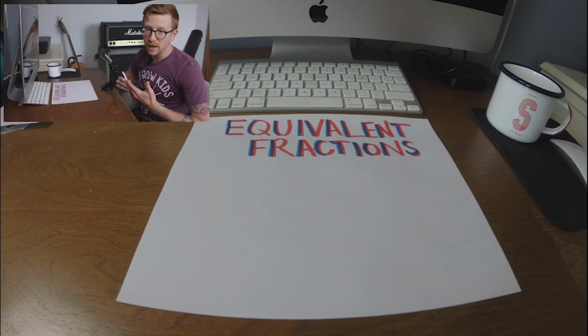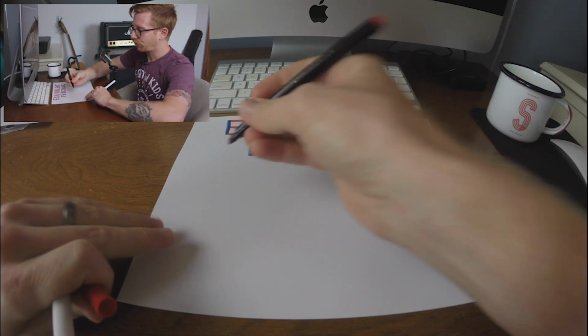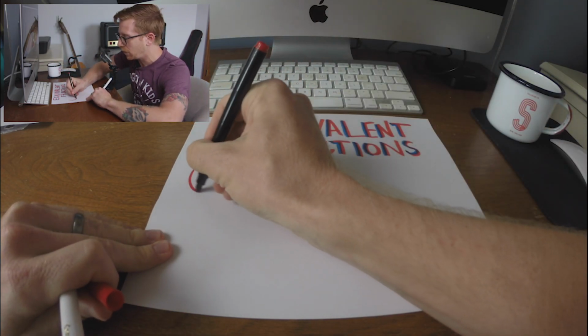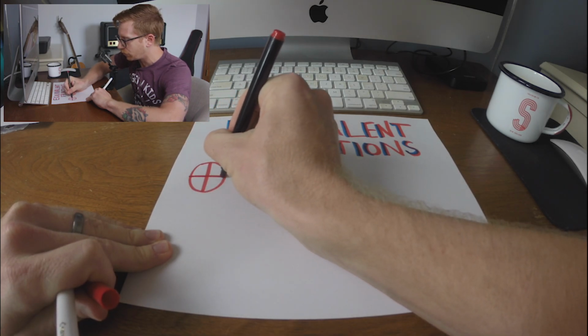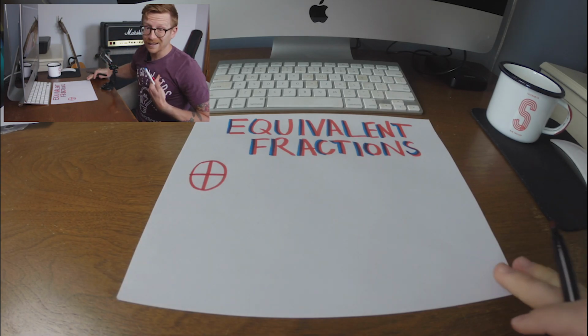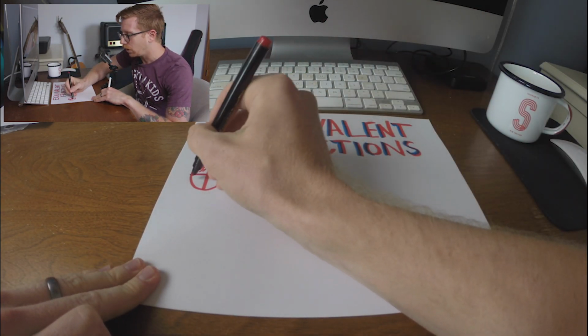Okay, so our problem is Mr. Cohen and Mr. Gray, they're both pretty hungry, so they each order a large pizza. Mr. Cohen decides to cut his pizza into 4 equal-sized pieces. That means I'm going to have a circle. I'm going to split it into 4 equal-sized pieces. Like I said, I'm pretty hungry, so I'm going to eat 2 of the 4 pieces.